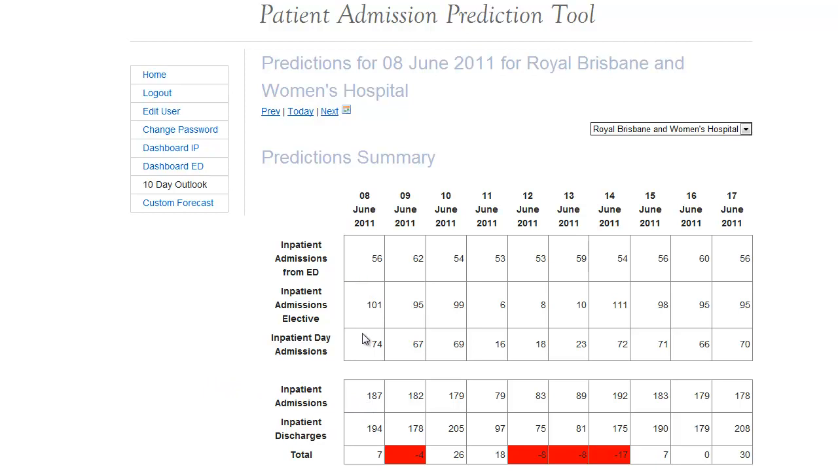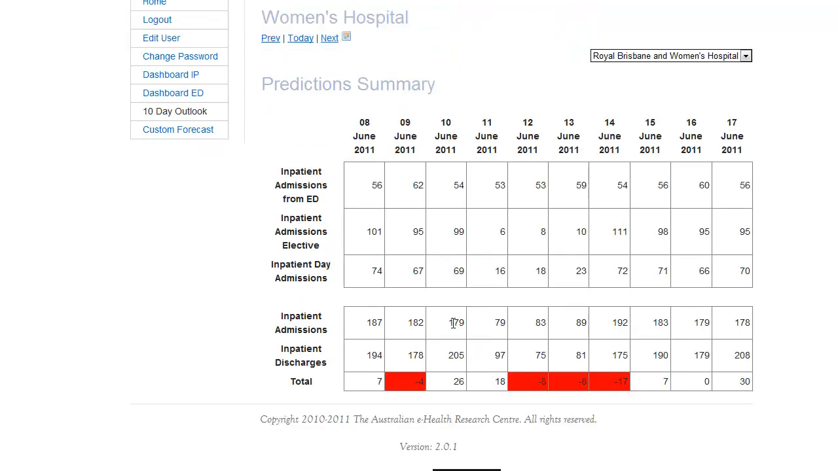The first 3 rows contain patients that are not mutually exclusive between groups, so there are some patients in each of these, and it's not appropriate to sum them. These are Hibiscus fields coming from the ED, elective, and same-day separations. And then after this little gap, these bottom 2 rows represent the information shown on that summary page, a summary of what's coming in that day versus what's coming out.